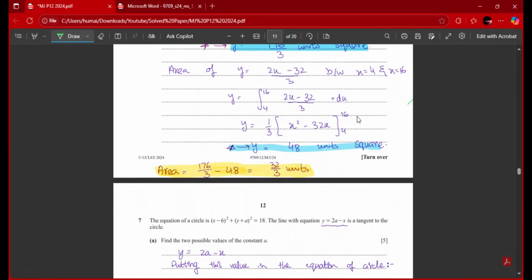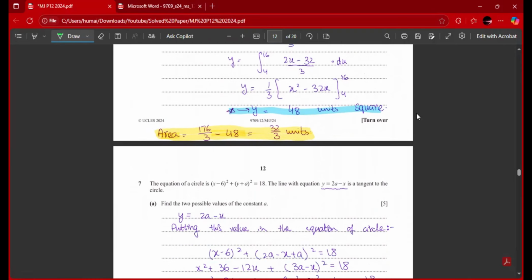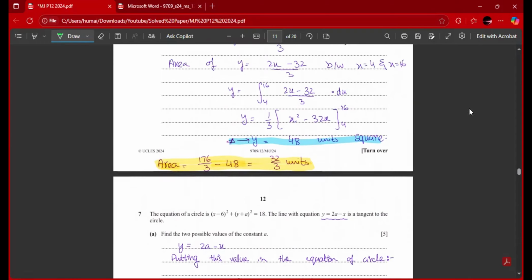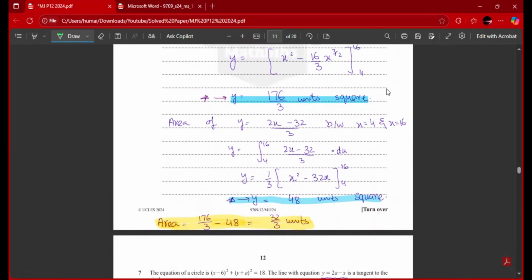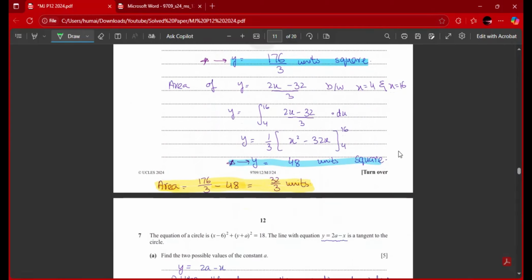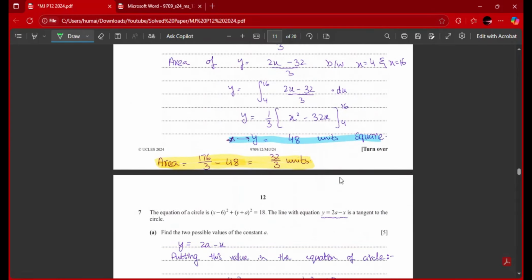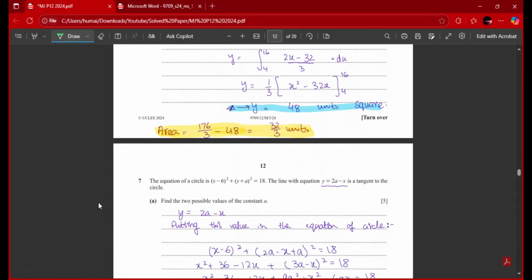And then we just put in the values of 16 and 4. Simplify it by subtracting, just like I told you: upper and lower bounds are subtracted after applying them, and we get the final answer for the area between points A and B for the line. Now we subtract the line area from the curve area to find the area between the curve and the line. 176 over 3 minus 43, we are left with the area as 33 over 3 units squared.